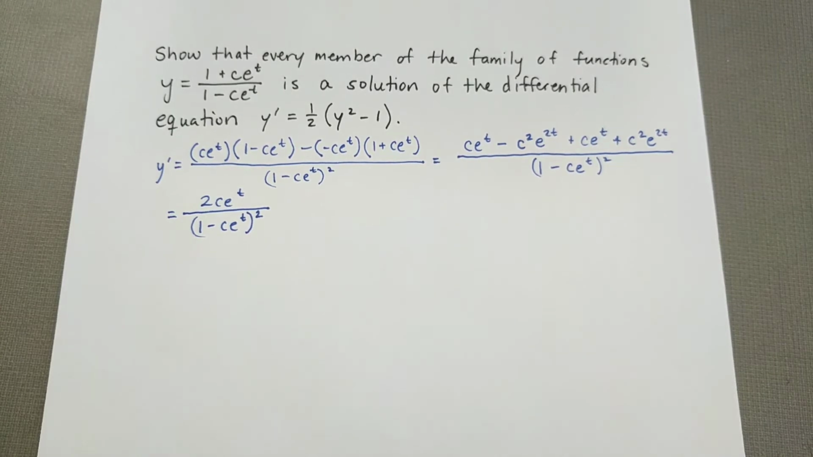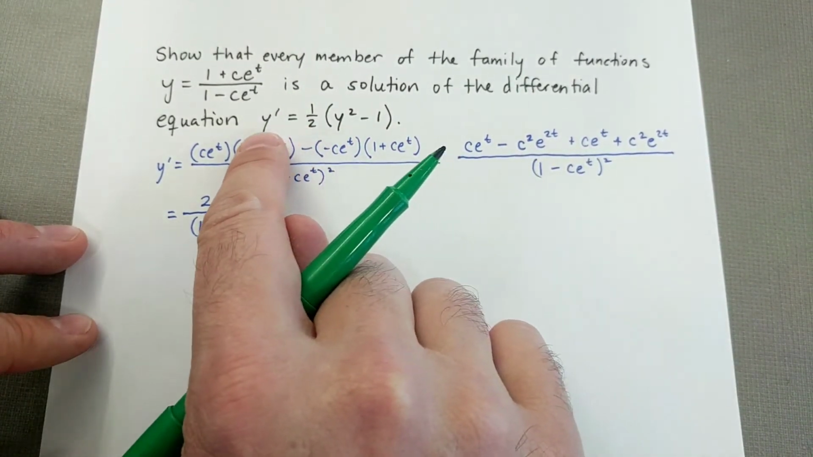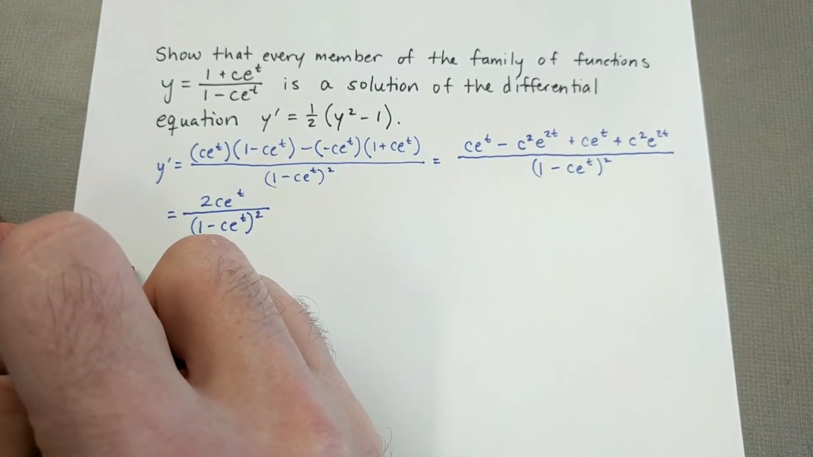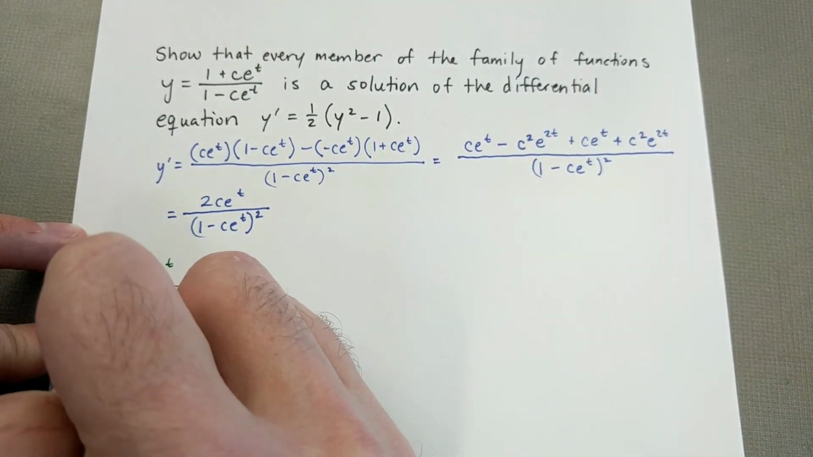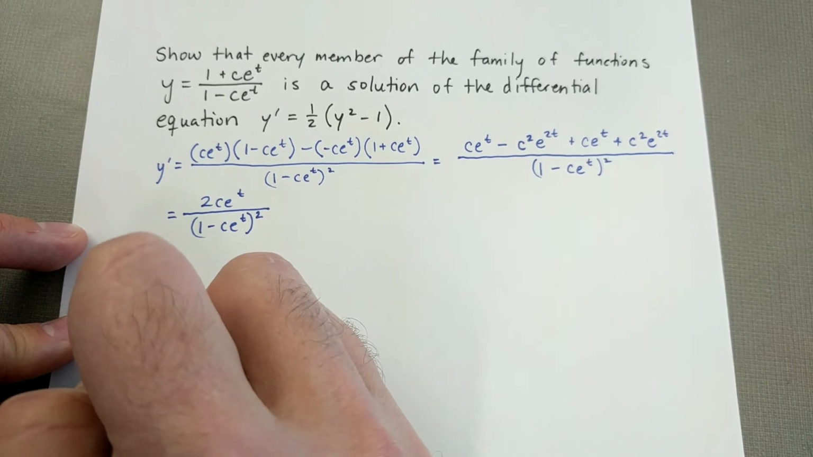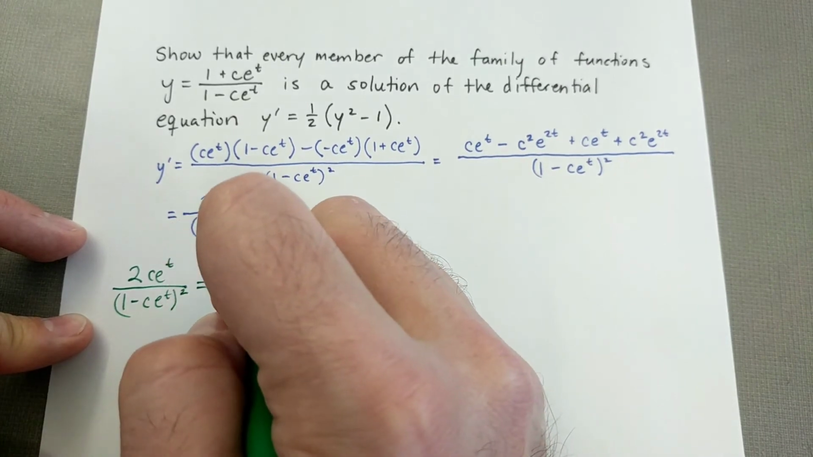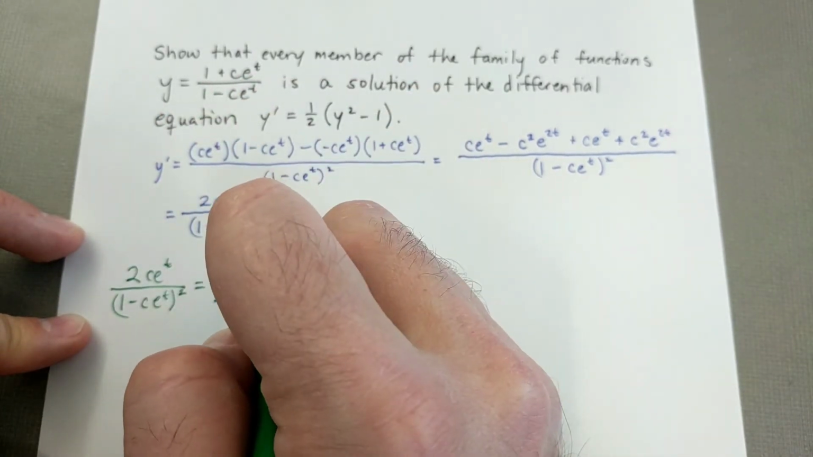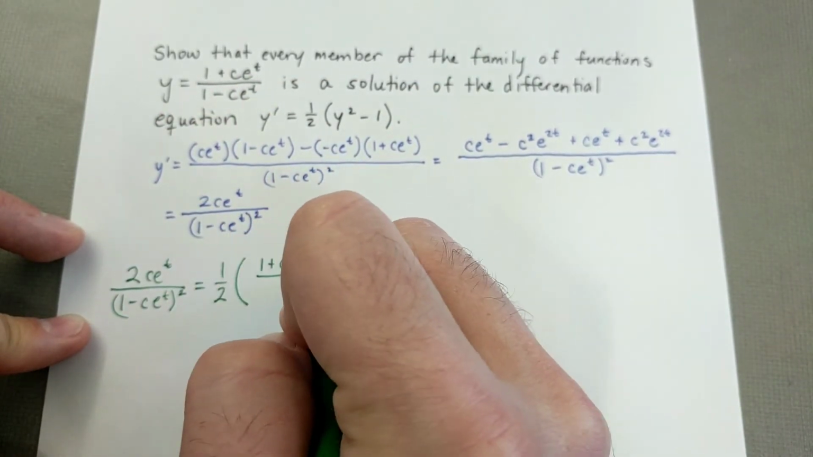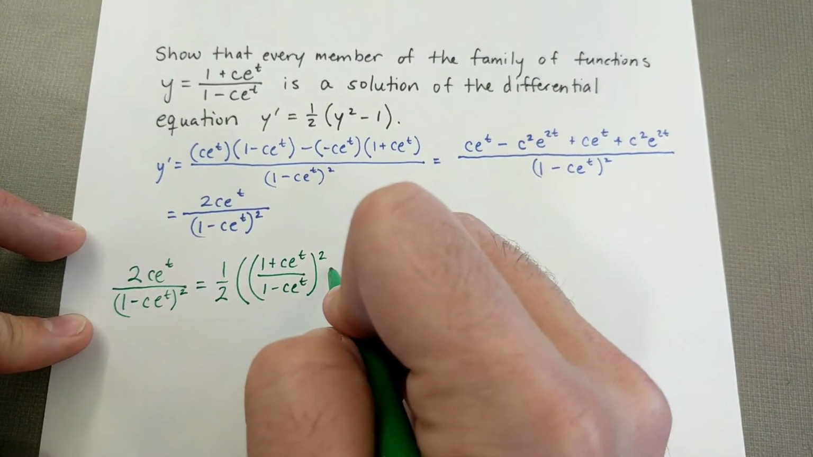Great. So now I can substitute that in for y prime. So I want to rewrite this. Instead of y prime, we're going to go 2ce to the t over 1 minus ce to the t squared equals 1/2 times y squared. So y is this original function family here, 1 plus ce to the t over 1 minus ce to the t. I'm going to square that though, because it's y squared, minus 1.